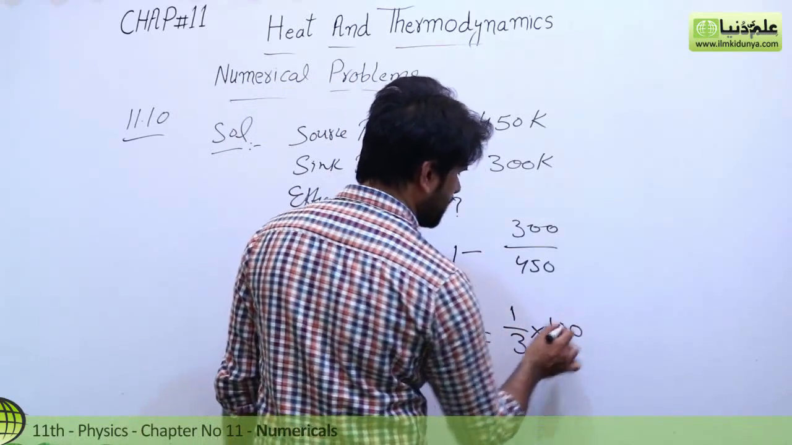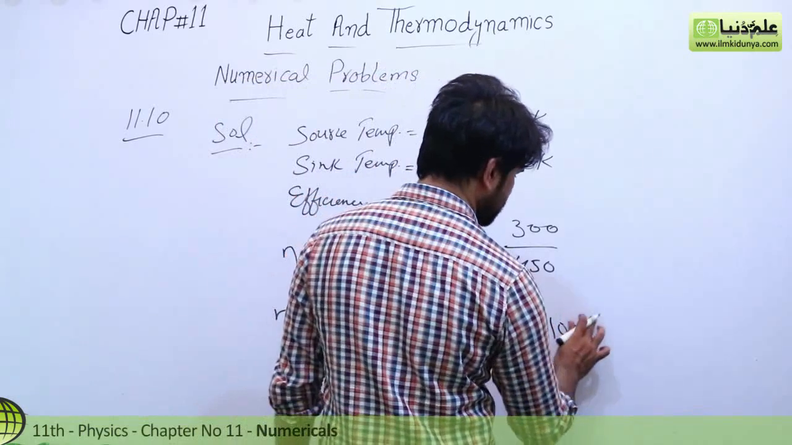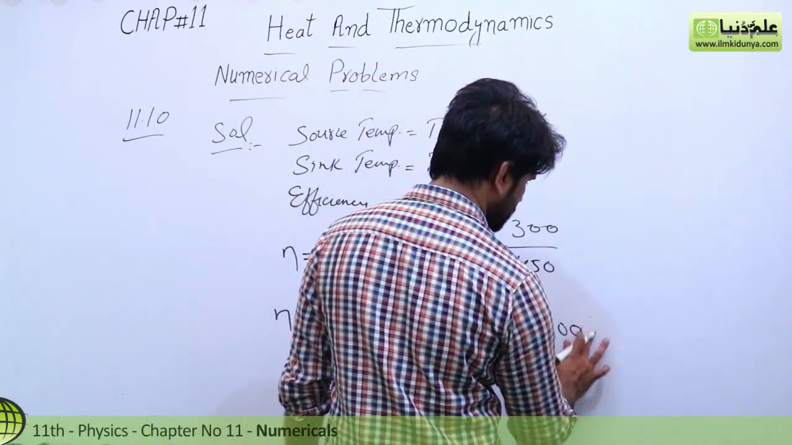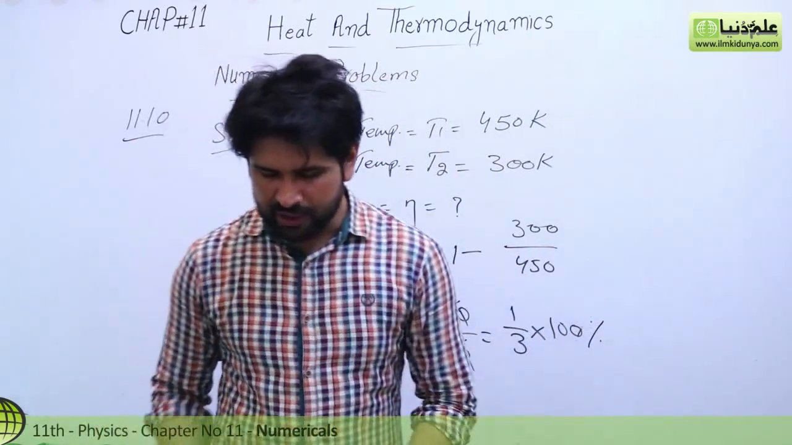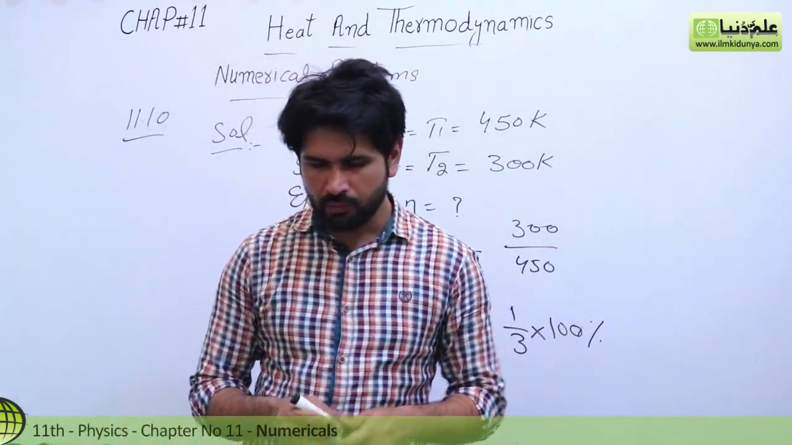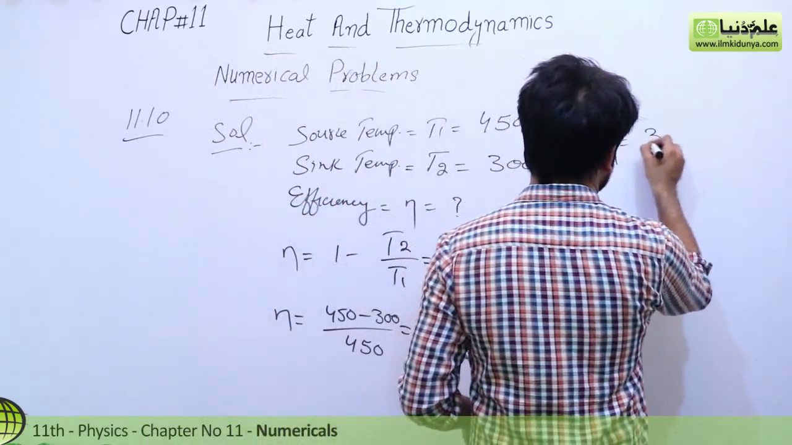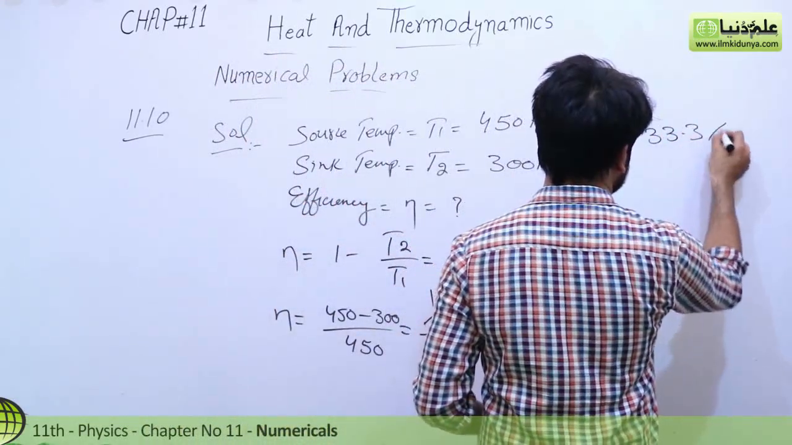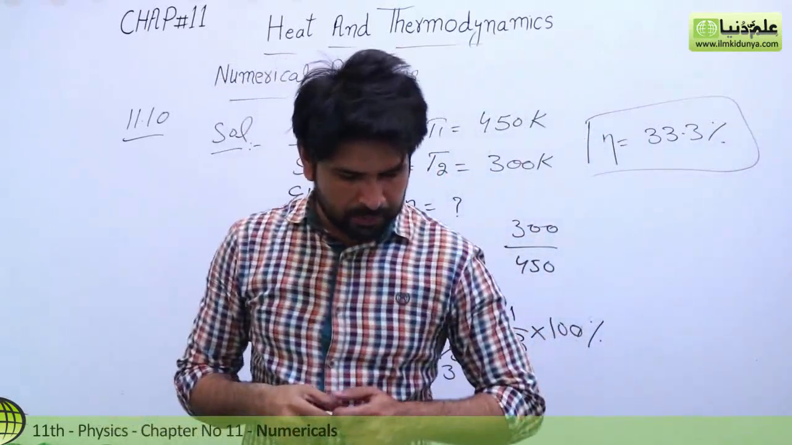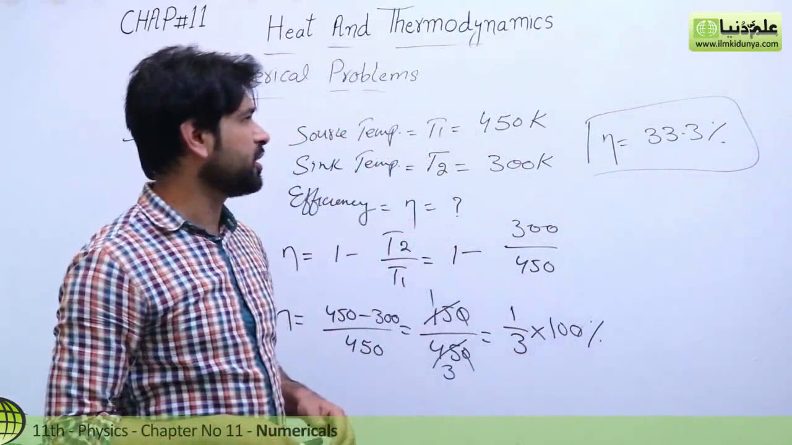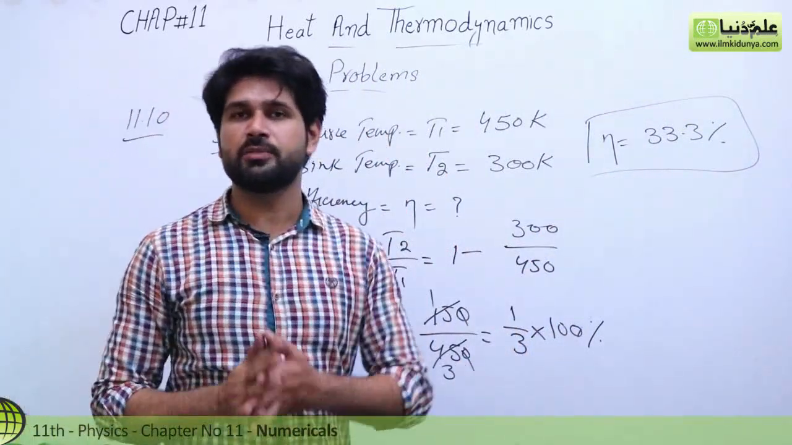And you know that efficiency is in percent. Multiply by 100. Then you can have your efficiency, which is 33.3%. So this is the required efficiency of the steam engine which is running. This is 33.3%. So in this way you can solve this numerical problem. It is quite an easy numerical problem.